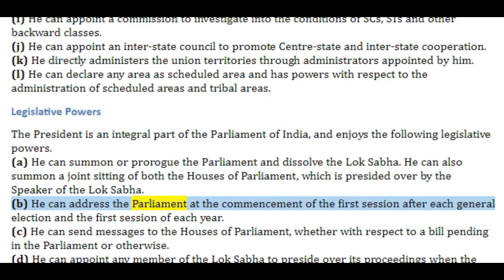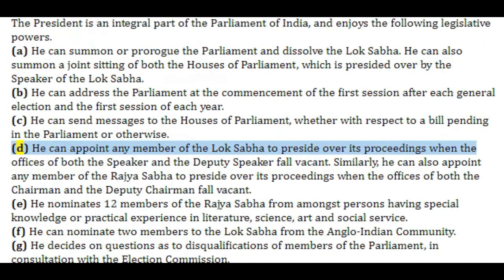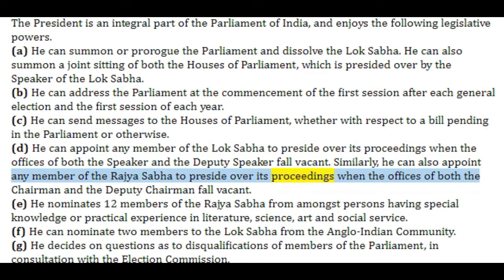b. He can address the Parliament at the commencement of the first session after each general election and the first session of each year. c. He can send messages to the Houses of Parliament, whether with respect to a bill pending in the Parliament or otherwise. d. He can appoint any member of the Lok Sabha to preside over its proceedings when the offices of both the Speaker and the Deputy Speaker fall vacant. Similarly, he can also appoint any member of the Rajya Sabha to preside over its proceedings when the offices of both the Chairman and the Deputy Chairman fall vacant.